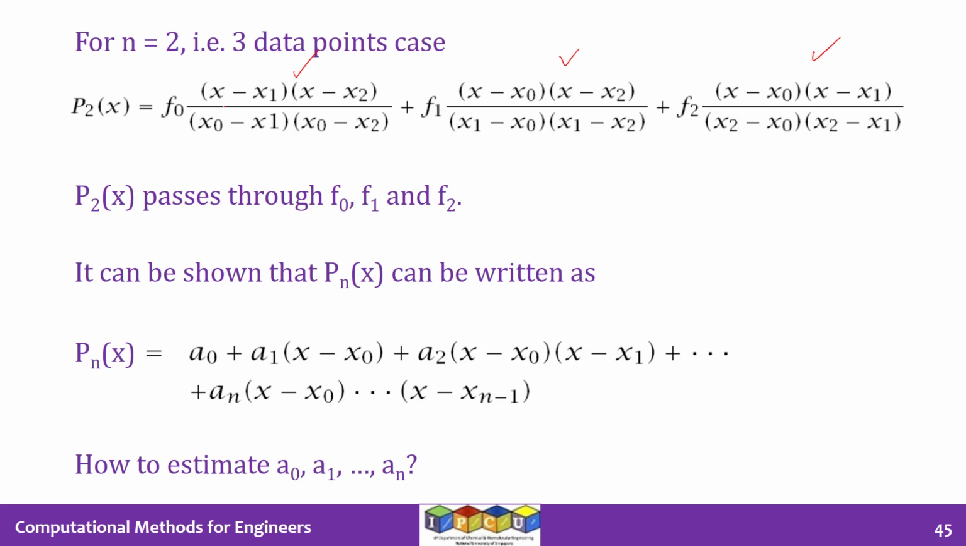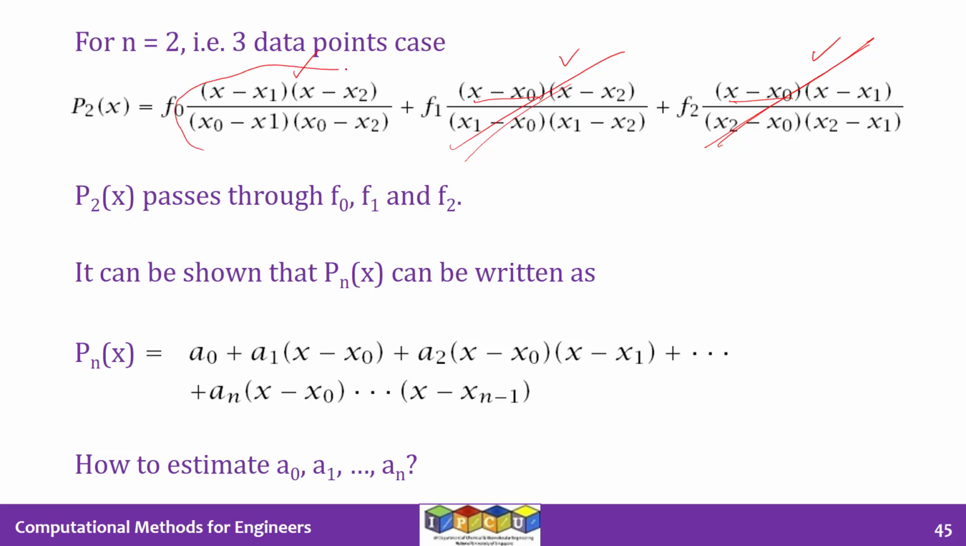Why? Because if you put x is equal to x0, this term will drop off, as you can see, because you're going to have x0 minus x0. When x is equal to x0, this term goes away, this term goes away, because if x is equal to x0, you are going to get x0 minus x0 here and here. So these two terms will become 0, and this one is going to become x0 minus x1 multiplied by x0 minus x2 divided by x0 minus x1 times x0 minus x2.